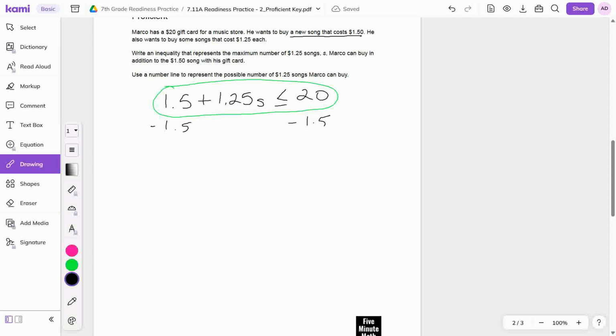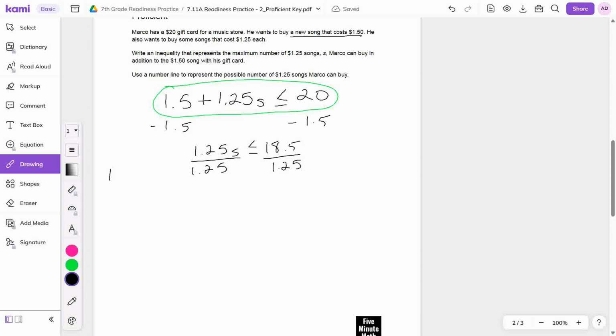Right? And so that's going to be 125s less than or equal to 18.5. Now we're going to divide both sides by 125. Let's see how many 125s we can get into that. Now I can divide. I'm just going to make a table real quick to make this a little bit easier.